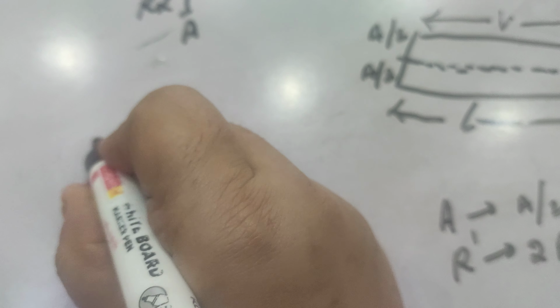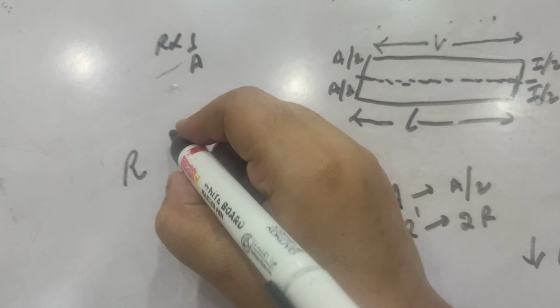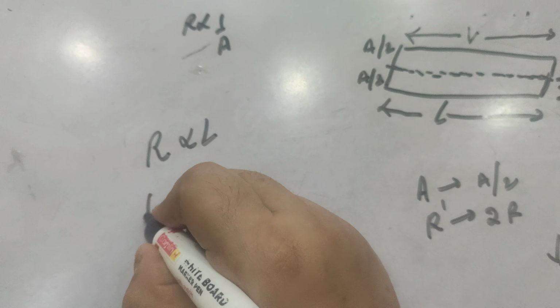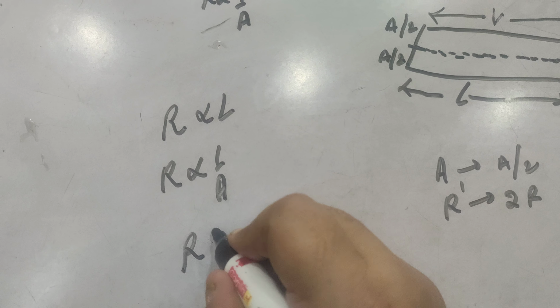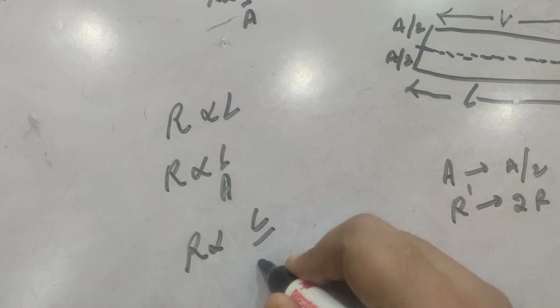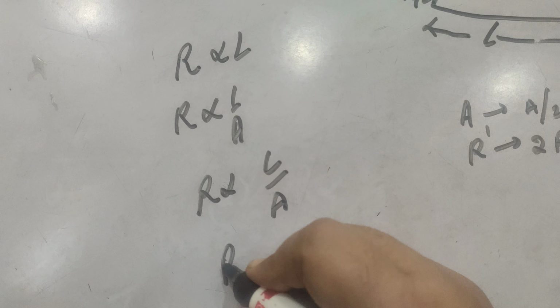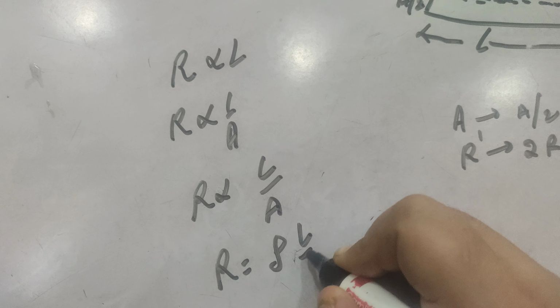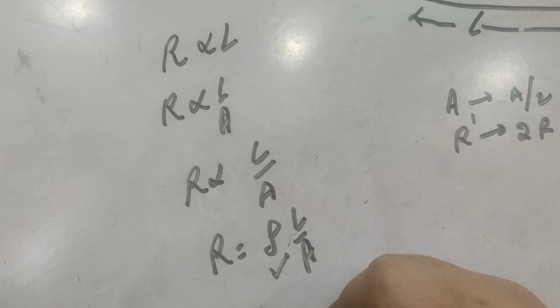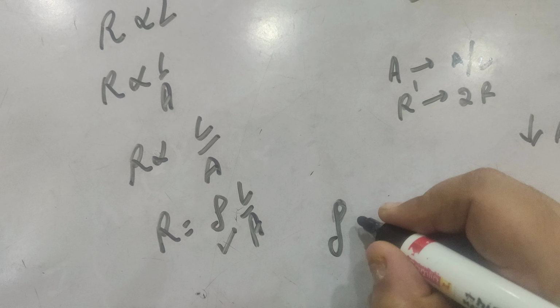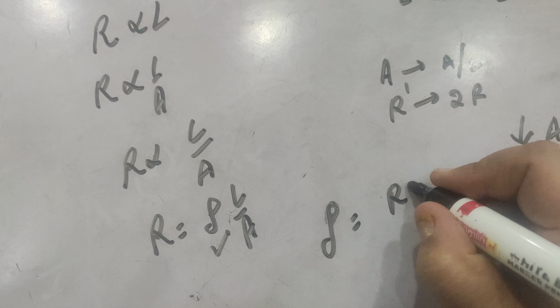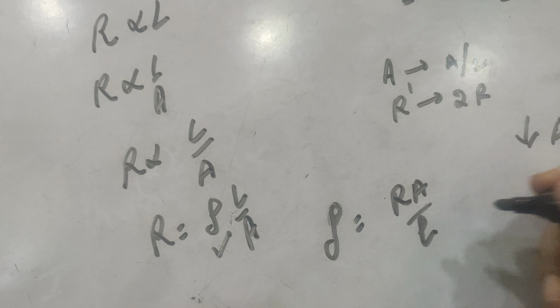So we have proved that R is directly proportional to L and R is inversely proportional to A. If we combine these two factors, R is directly proportional to L upon A. Or we can say R is equal to rho L upon A, where rho is the specific resistance of the material. Or we can write rho is equal to RA by L.